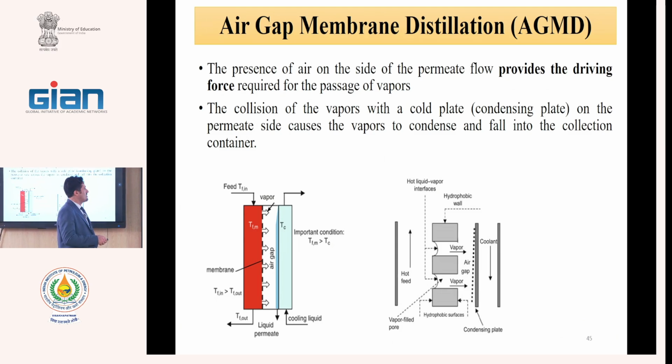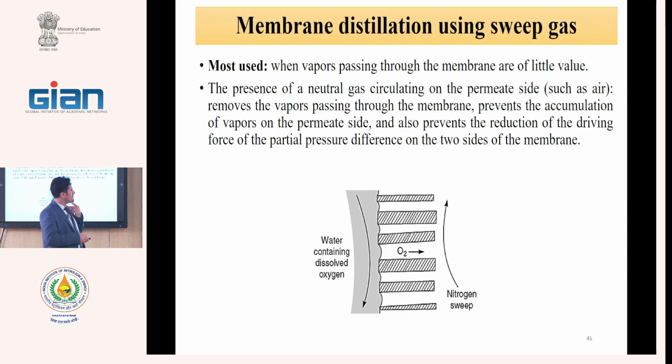Usually a 30 nanometer pore size is good, and superhydrophobic membranes, rough membranes, the surface roughness is very important. When we have a rough membrane, the contact angle increases. Sweeping: we have an air or nitrogen sweep on the behind of the membrane.